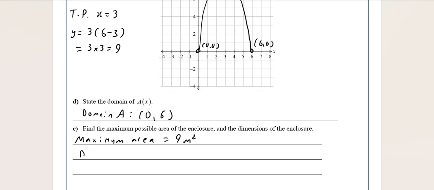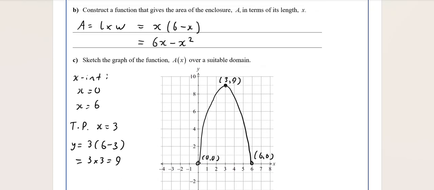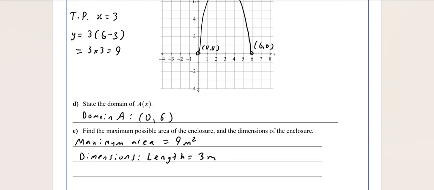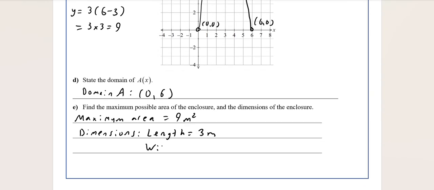So for the dimensions, x is equal to 3. x was the length, so the length would be 3 meters. If I want to figure out the width, I can scroll back up and see that the width is 6 minus x. So if x is 3, the width is 6 minus 3, also 3 meters. So it ends up being a square, but that's still a kind of rectangle, I guess.